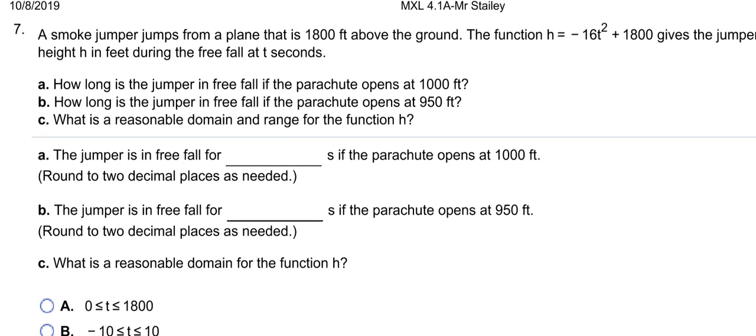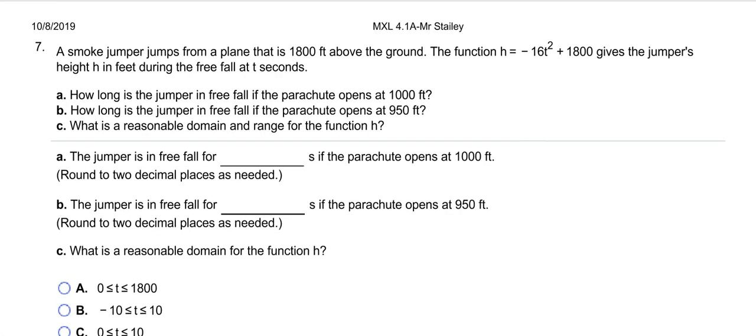Okay. Question 7, a smoke jumper jumps from an airplane that is 1,800 feet above the ground. So these are firefighters that are jumping into forest fires to prevent them from spreading. The function that you're given gives the jumper's height in feet during the free fall at t seconds.